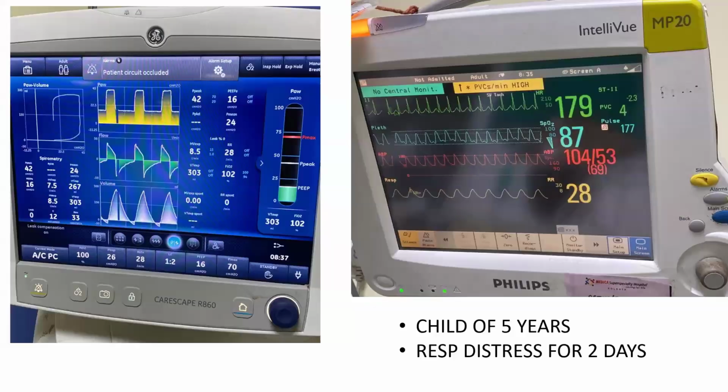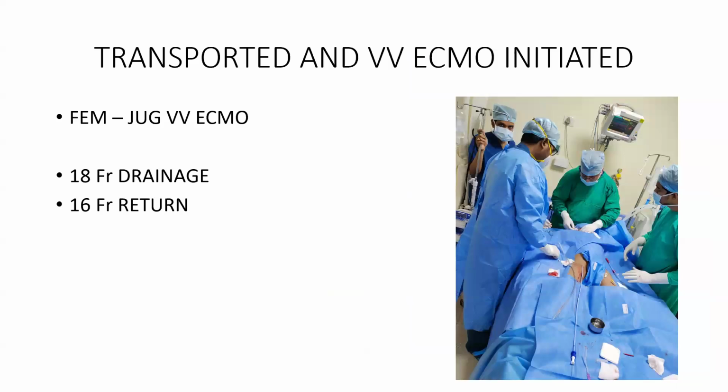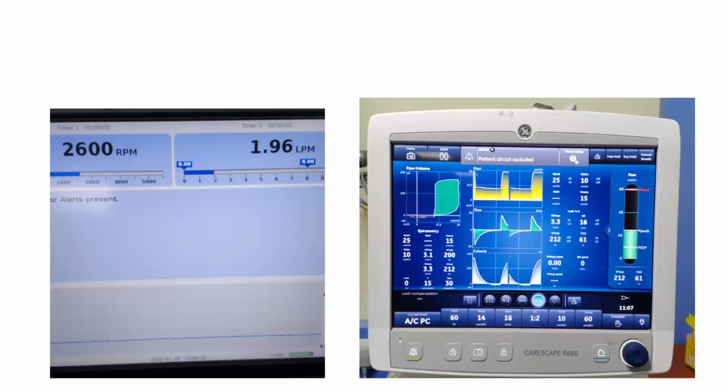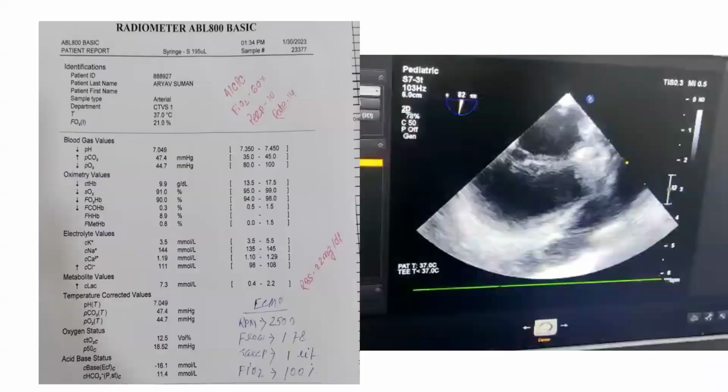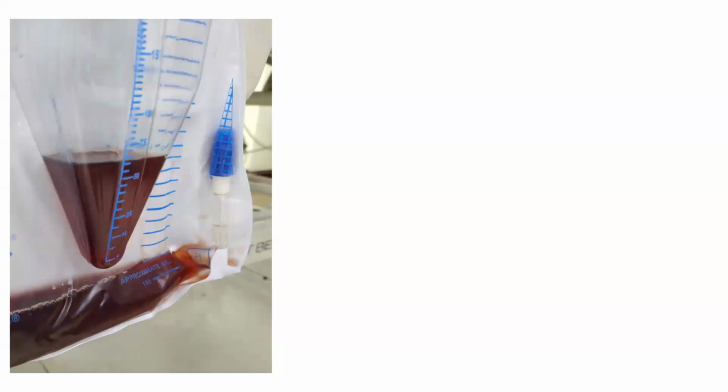So this was a child of 5 years with respiratory distress for 2 days, referred to us, hypoxic, and you can see the patient was having a pneumonia. We did a femorojugular ECMO with an 18 French drain in the femoral, and return is 16 French. The initial flow was good. We could get down on the ventilatory parameters, but the lactate was high. But in spite of the lactate being high, the echo showed a good cardiac contractility. So we continued with the VV ECMO.